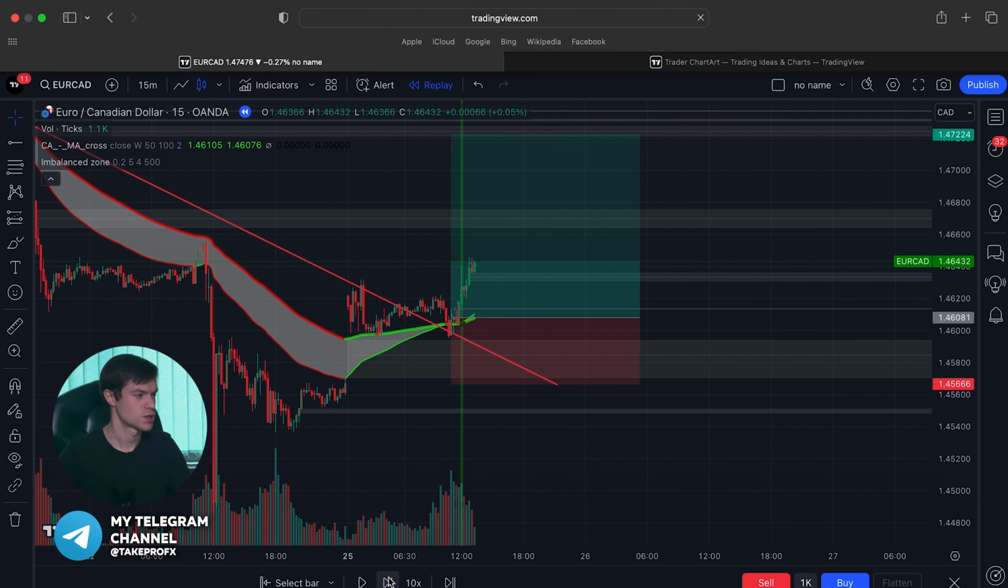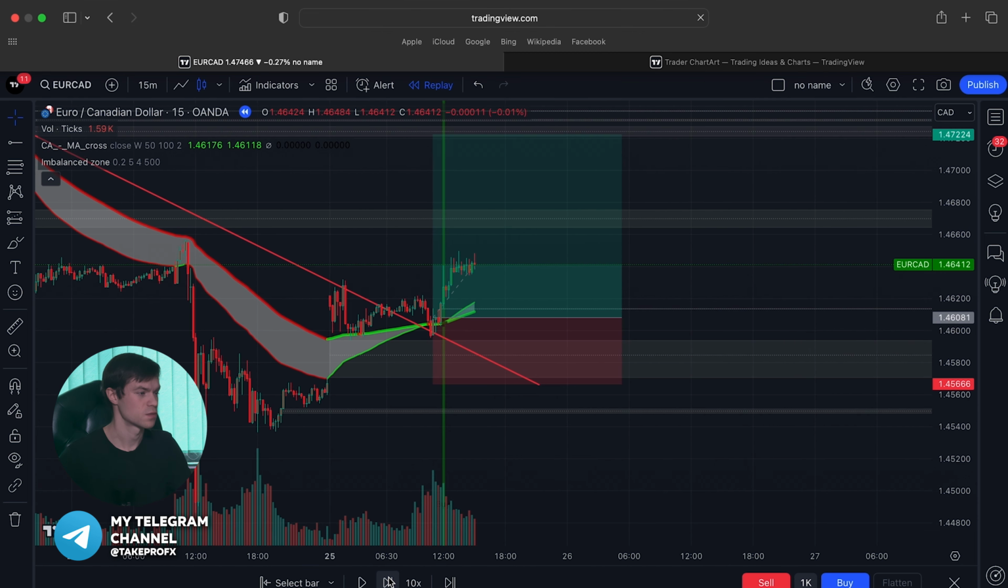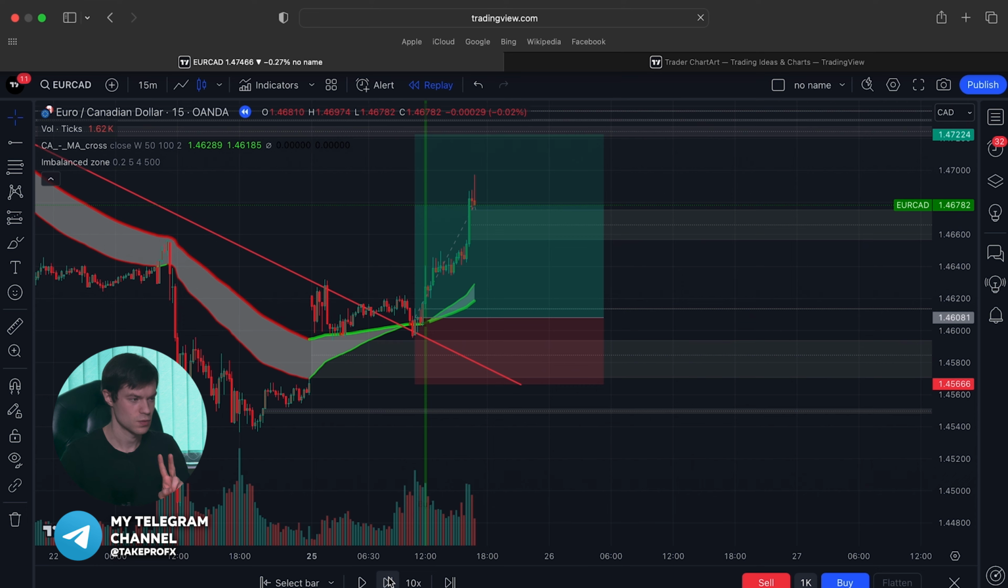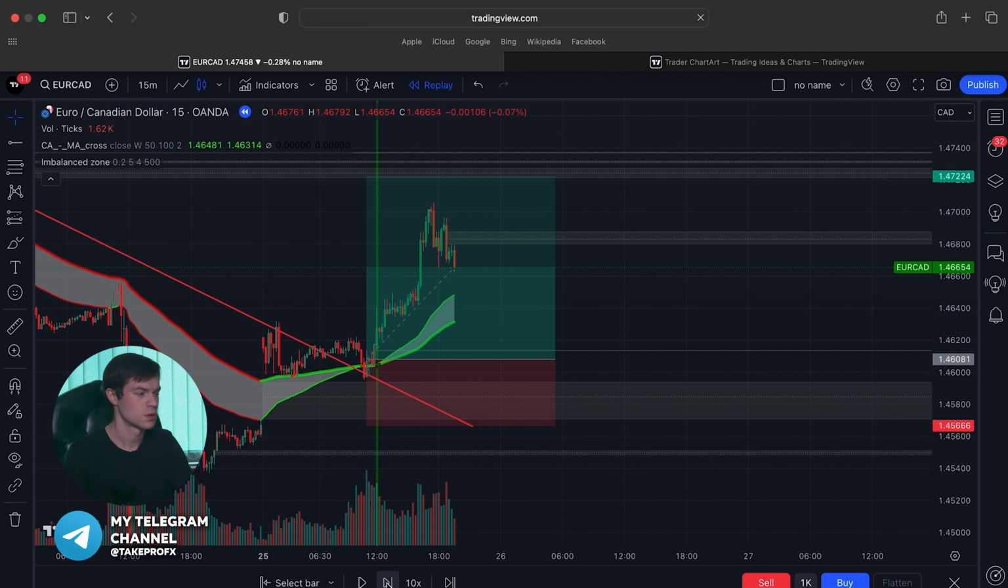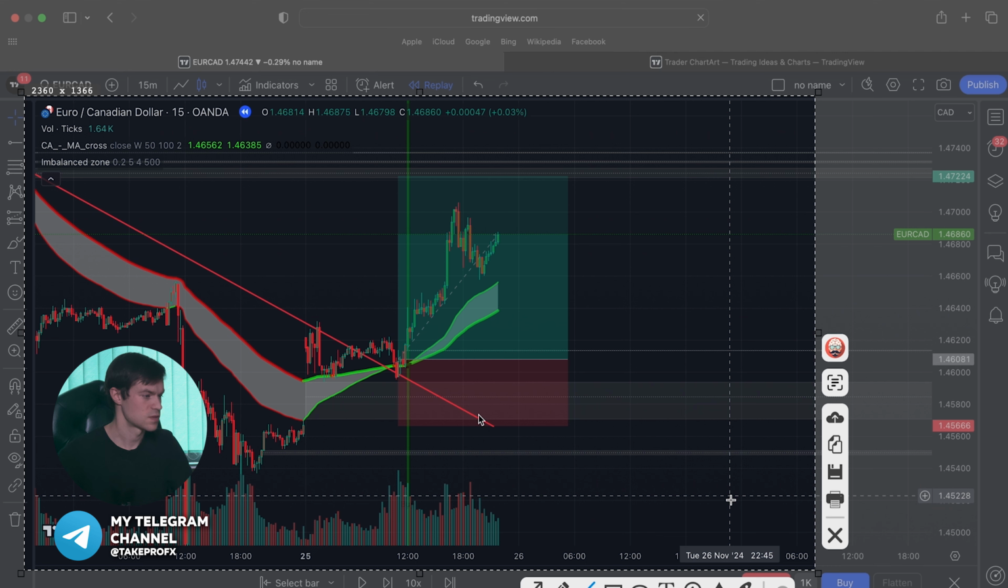We watch how our chart develops, so our task is to find at least 2 points through which we can draw a trend line for our upward movement. Now I will show you what exactly I mean. Let's assume that we have formed a bottom and we also draw a trend line through these minimum values. Let's assume that this is one of them.